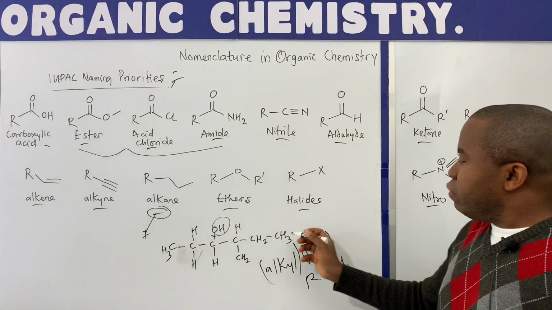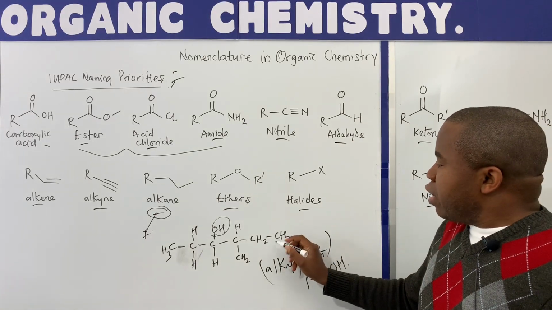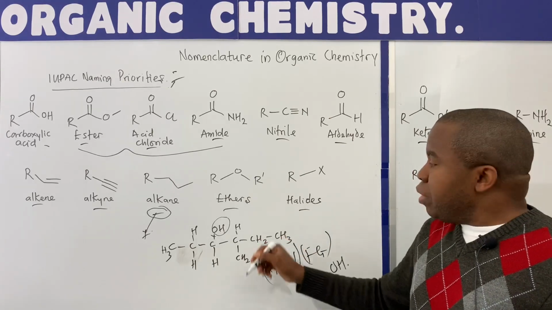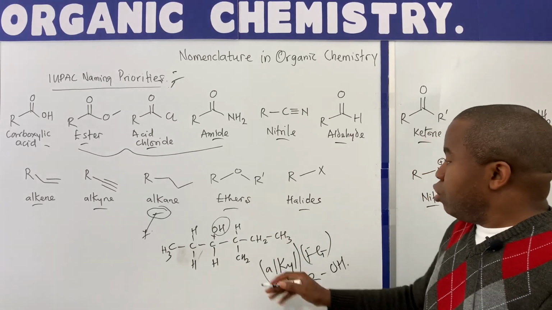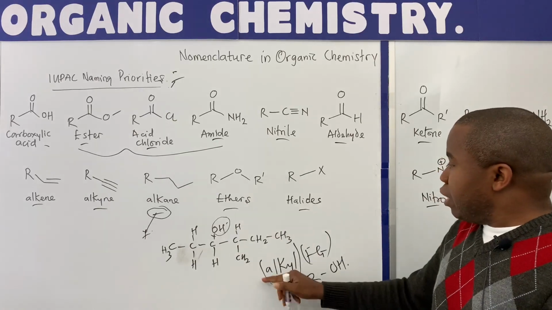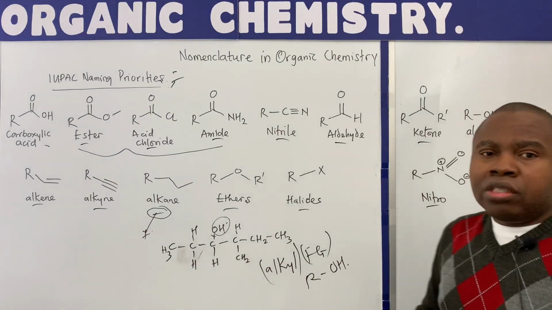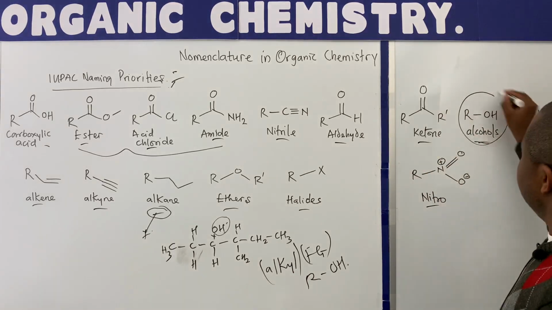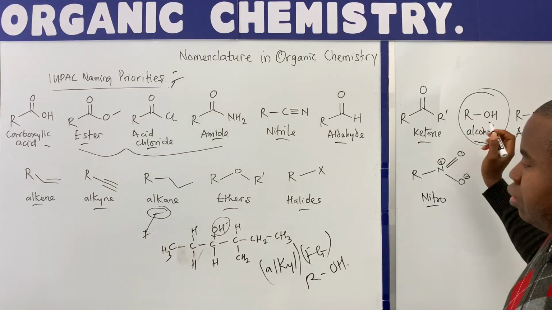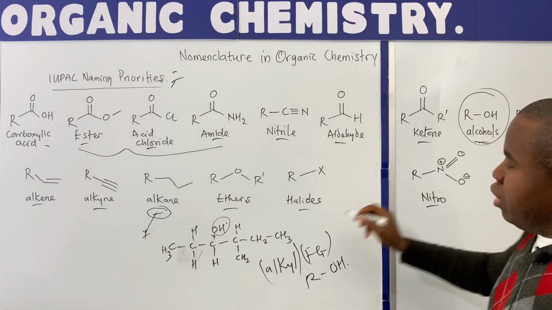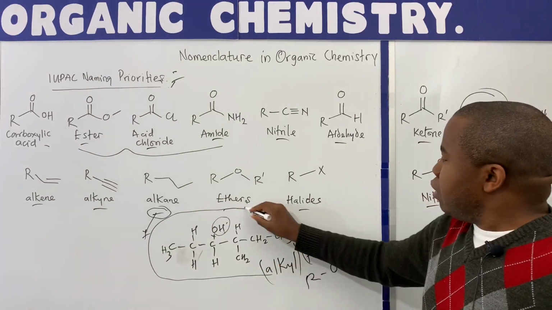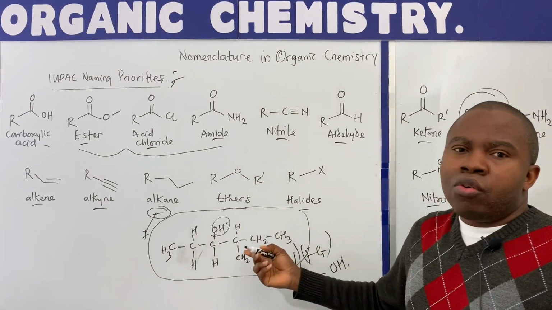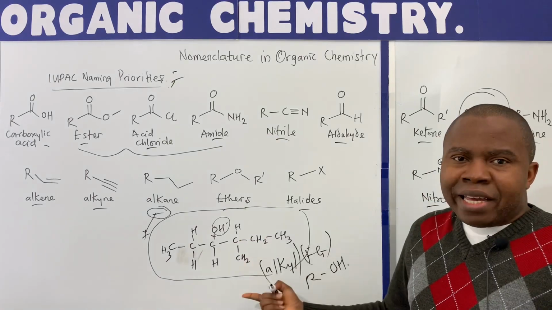So basically you identify the parent name by including the major functional group in the parent name. And in this one, you have two functional groups, the alcohol and the alkane. According to the IUPAC naming priority, alcohol will be the priority in this molecule. We're going to prioritize alcohol, and so this molecule is going to be an alcohol. It's not going to be an alkane. It's going to be an alcohol.